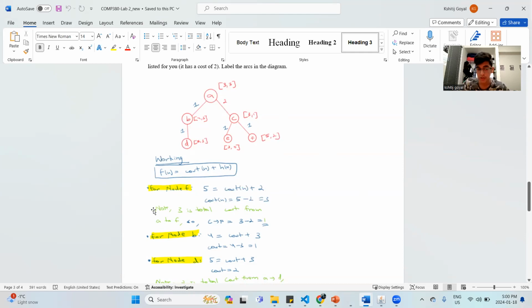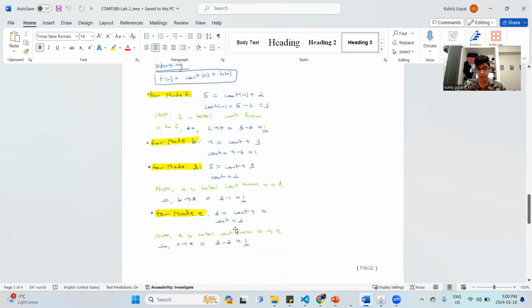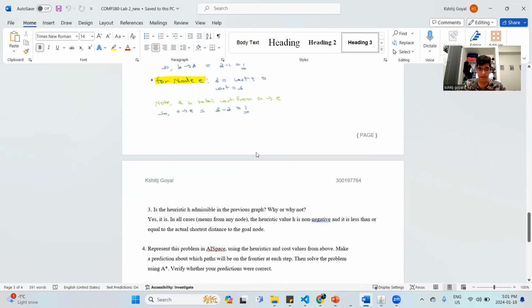A quick thing to note is that 3 is the total cost from A, which is the start node, to F, which is the goal node. What we have to do is find the cost from C to F only. How do I do that? I do the total distance minus A to C, which is 3 minus 2, which is 1. So C to F is 1. That's exactly what I did for the rest of them, and I've put all my explanations here.